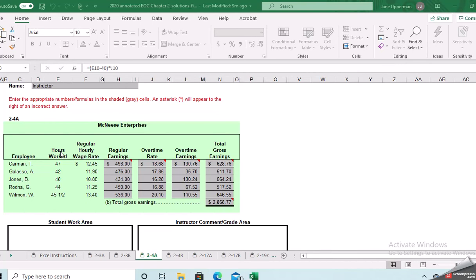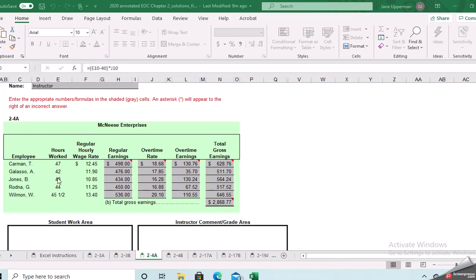And then it says, employees work a standard 40-hour work week and are paid time and a half for all hours over 40. So again, they're going to have overtime if they work over 40 hours. And then they give us the regular hourly wage as well. So these two columns are given to us. Then it asks, for each employee, compute the regular earnings, the overtime rate, the overtime earnings, and the gross earnings, and then total those up.